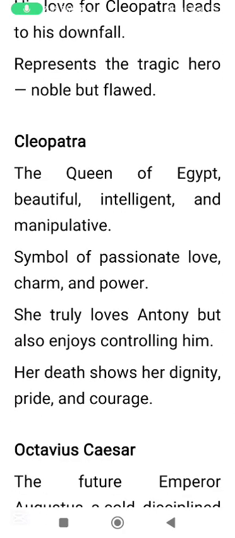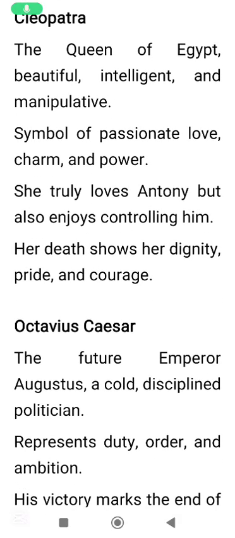Then we have Cleopatra. She is the queen of Egypt. Very beautiful, intelligent, and manipulative. She actually manipulates Antony into committing suicide. So she is a symbol of passionate love. She's charming and powerful. So she truly loves Antony, but also enjoys controlling him. So her death shows her dignity, pride, and courage.